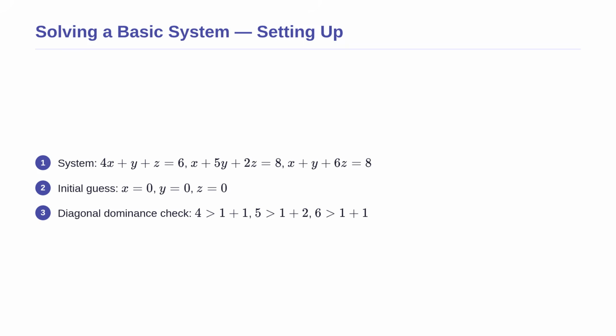Before we move on, let us see this with a concrete example. We are given a system of 3 equations and asked to solve for x, y, and z. We will start with an initial guess of 0 for all variables. First, we must check for diagonal dominance. In the first equation, 4 is greater than 1 plus 1. In the second, 5 is greater than 1 plus 2. In the third, 6 is greater than 1 plus 1. Because the main diagonal numbers are the heaviest weights, the system is diagonally dominant. We can safely proceed by rearranging each equation to isolate our variables.